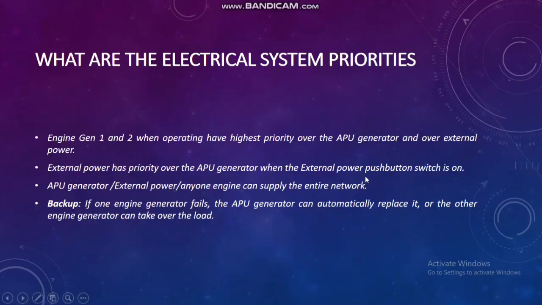External power has priority over the APU generator when the external power push button is on. So just for example, you have connected the GPU and pressed the external power push button on, and at the same time you have started the APU. If you look at the ECAM, the power supply will be through the external power only, unless you switch off the external power. So if the external power push button is on, the APU generator will not be utilized. The APU will run, ready to give supply, but the generator will not be utilized.